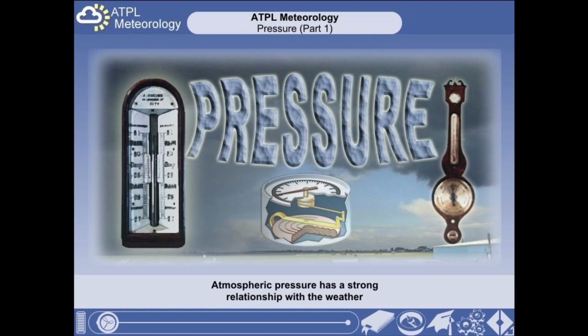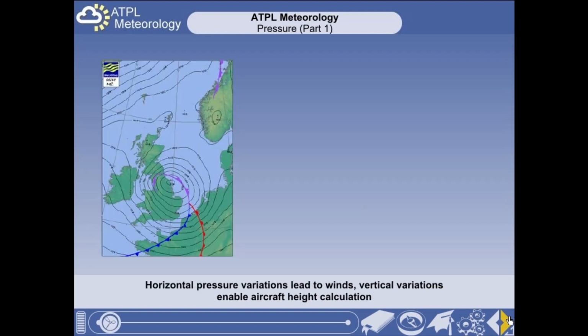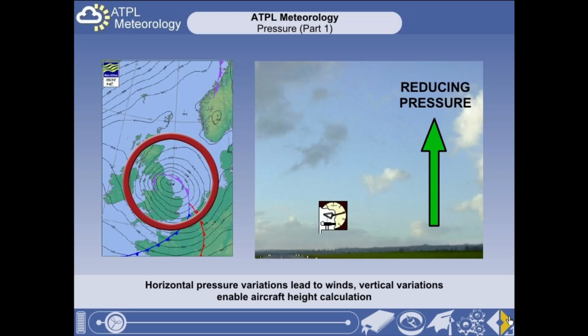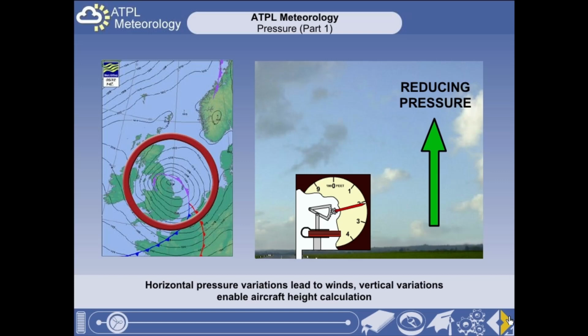Over the years, more complex instrumentation has been developed to measure atmospheric pressure to the degree of accuracy required for aviation. The forces generated by horizontal pressure differences give rise to horizontal air movement and therefore winds. The vertical variation of pressure gives us the ability to measure the height of an aircraft above a surface. The instrument that measures this variation is the altimeter.